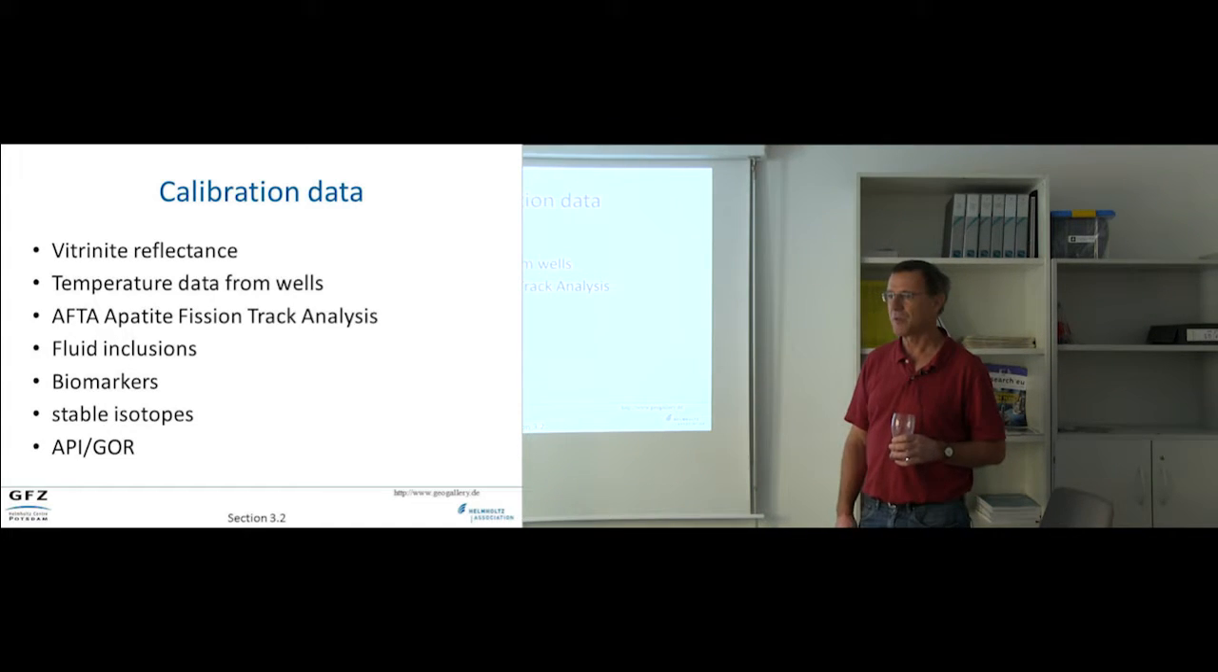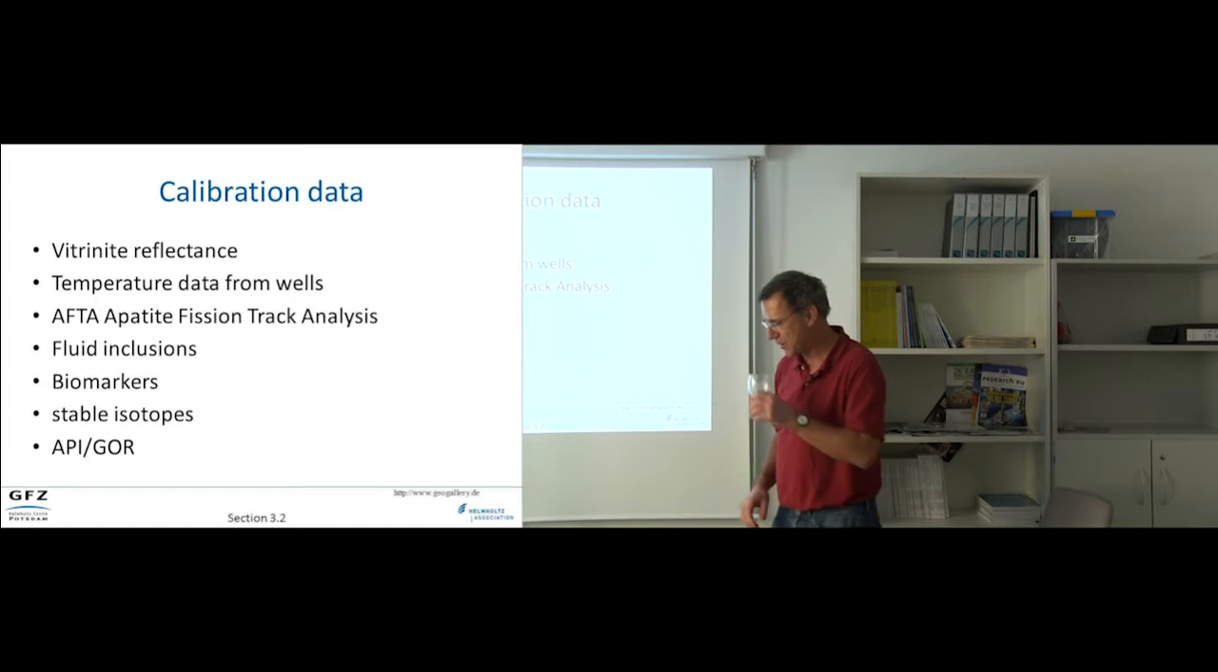Stable isotopes, carbon isotopes can be used for calibration. And if you have a good kinetic data set for your study area, API and GOR can be used. If you get similar results as they measured at the well site, you have a pretty good assumption that your model also produced the right things.